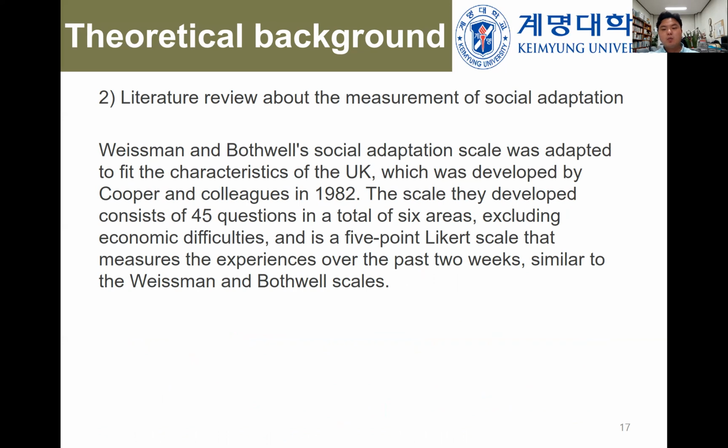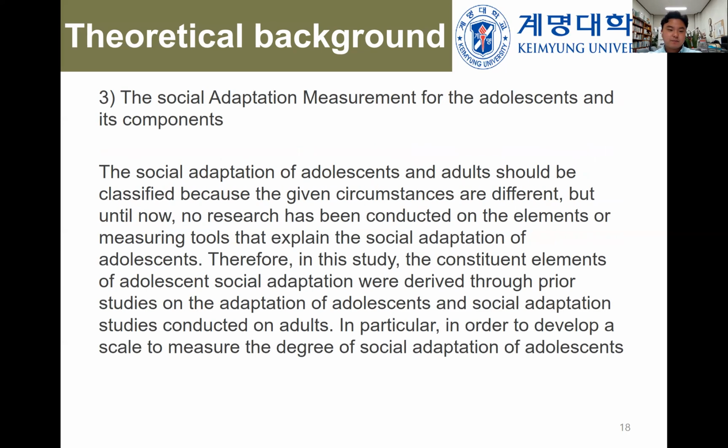The Weissman and Bothwell social adaptation scale was adapted to fit the characteristics of the UK, which was developed by Cooper and colleagues in 1982. The scale they developed consists of 45 questions in a total of 6 areas, excluding economic difficulties, and is a 5-point Likert scale that measures the experience over the past 2 weeks, similar to the Weissman and Bothwell scale.